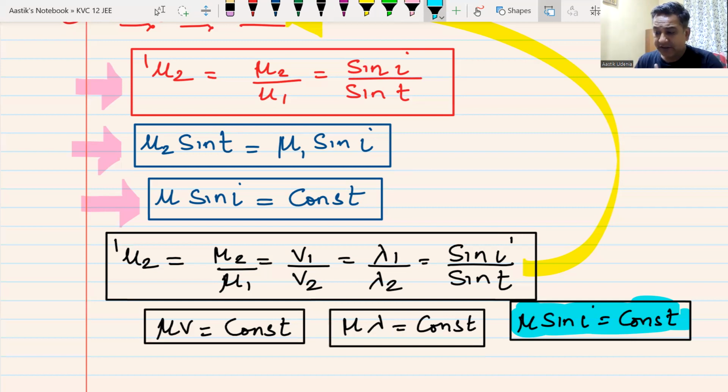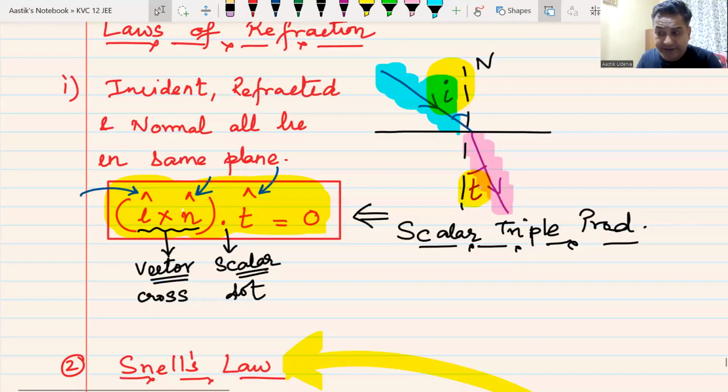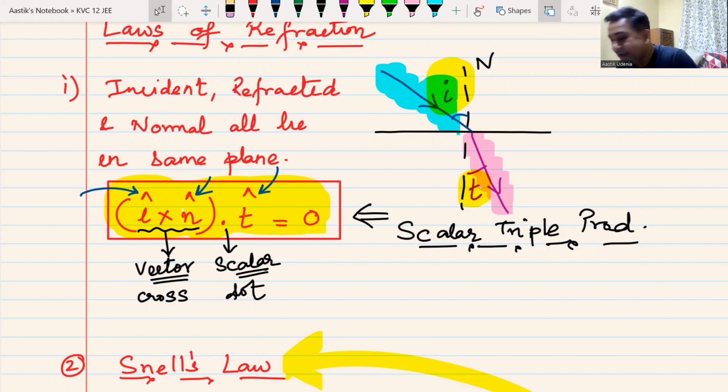What we have discussed in this class is what we mean by a rarer medium, in which the speed of light is more and the refractive index is less, and a denser medium, in which the speed of light is less and the refractive index is more. Then we have seen the relation between mu and v: mu into v is constant, mu into lambda is constant, mu into sine is constant. We have seen the laws of refraction. We saw the first law, and I had written it in vector form. The second law can also be written in vector form, and that we will see in the next class.